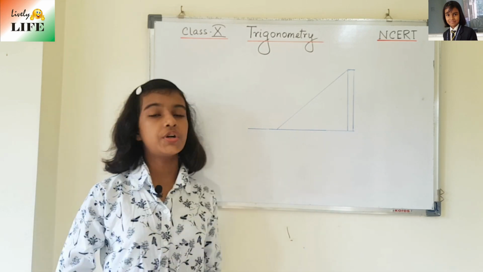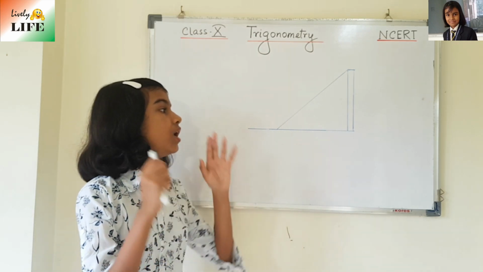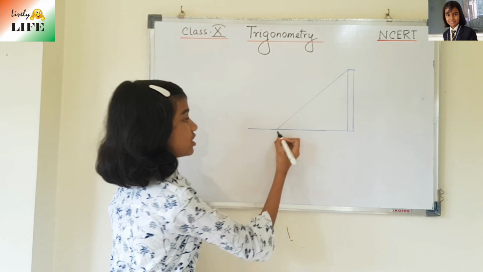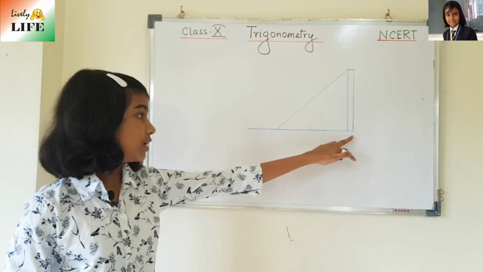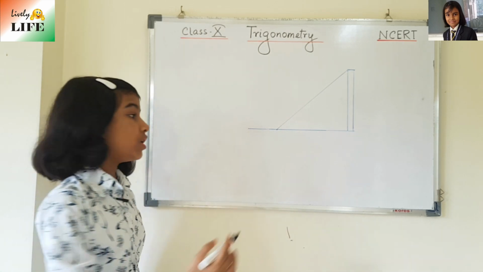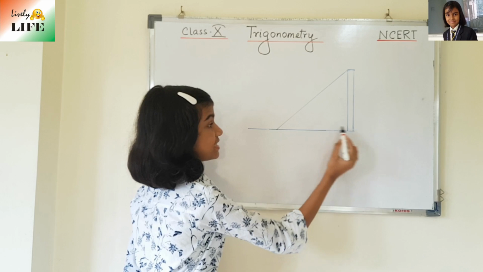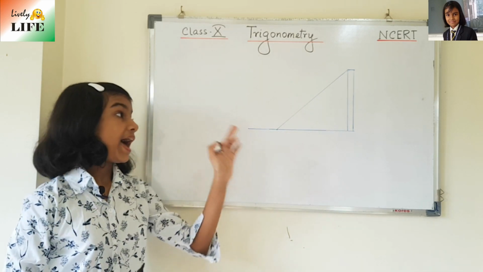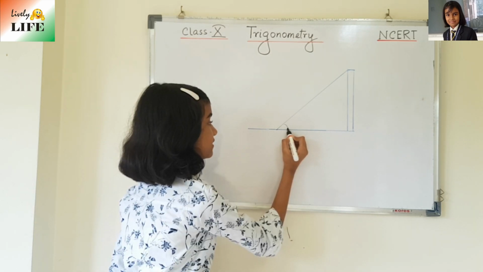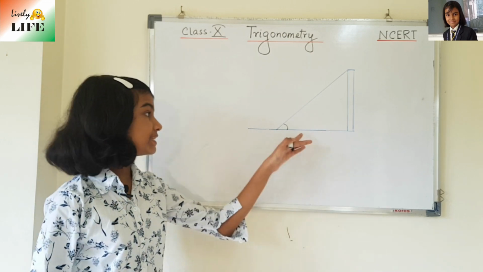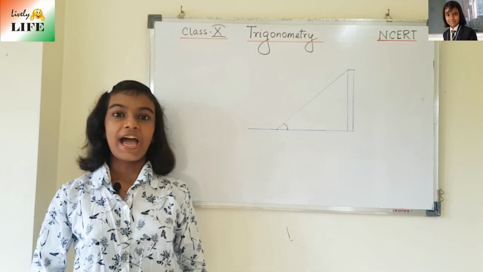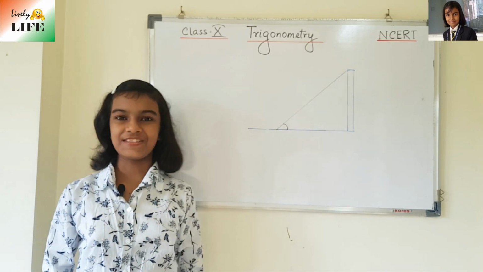But with the use of trigonometry, we do not need to do so. What we need to do is take a point on the ground and measure the distance from the building to that point. I need to measure this distance, and I need the angle of elevation. I need this angle of elevation and the distance from the building, and I will be able to measure the height of the building.